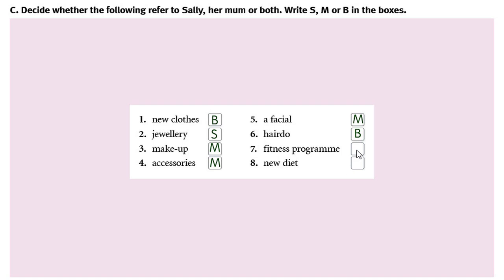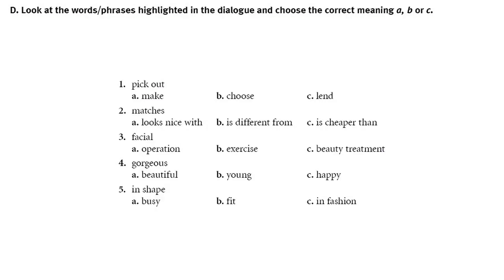7. Fitness program, برنامج رياضي. Sally. 8. New diet, حمية جديدة. Sally. Look at the words and phrases highlighted in the dialogue and choose the correct meaning A, B, or C. Pick out وتعني choose أن تختار. 2. Matches وتعني looks nice with أنها تلائم شيء آخر.